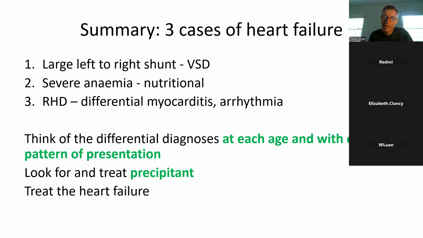The second child had a nutritional cause of heart failure, which was severe anemia, and a precipitating cause of severe sepsis. And the third child was a 12-year-old who had rheumatic heart disease. But remember the differential diagnosis, severe viral myocarditis or a primary arrhythmia, and identify which one of those it is. You should think of the differential diagnosis at each age, look for and treat the precipitant, and then of course treat the heart failure. And I think treat it aggressively in the first 24 or 48 hours if a child's got severe heart failure.